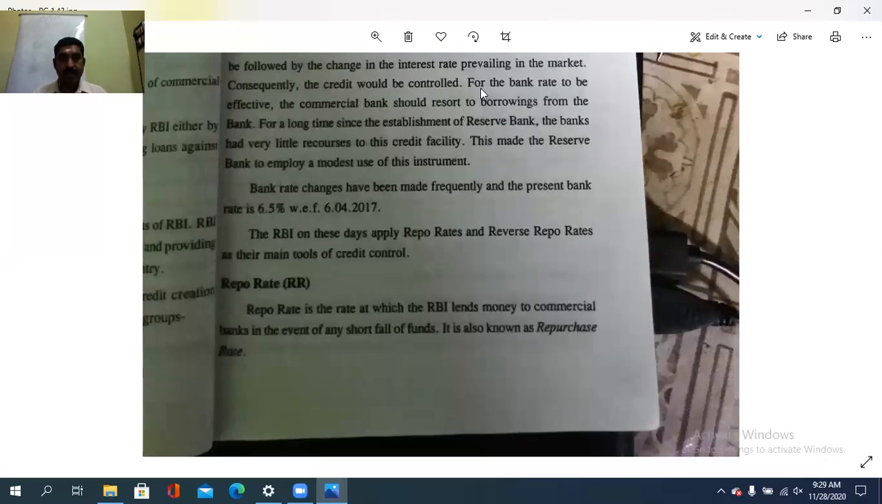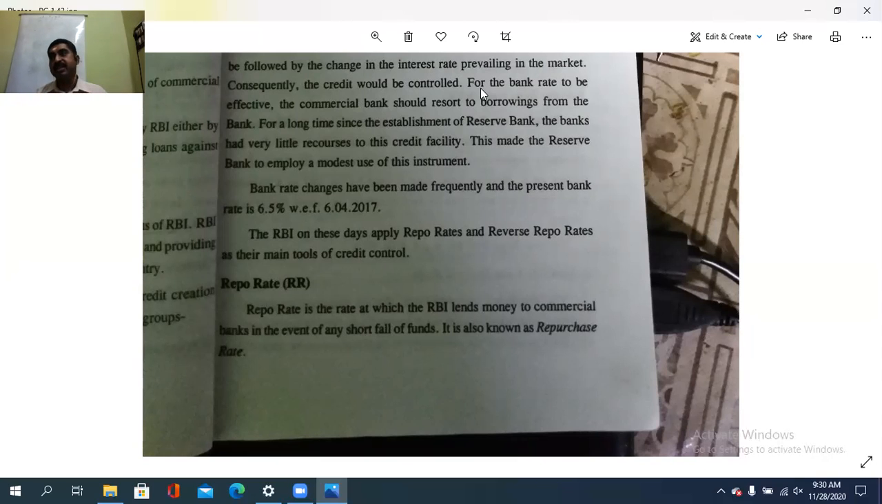Then repo rate. Repo rate is the rate at which the RBI lends money to commercial banks in the event of any shortfall of funds. That is the repo rate and the reverse repo rate. As funds fall short, they need to give a rate for the lending of money to the commercial banks. That is the repo rate.